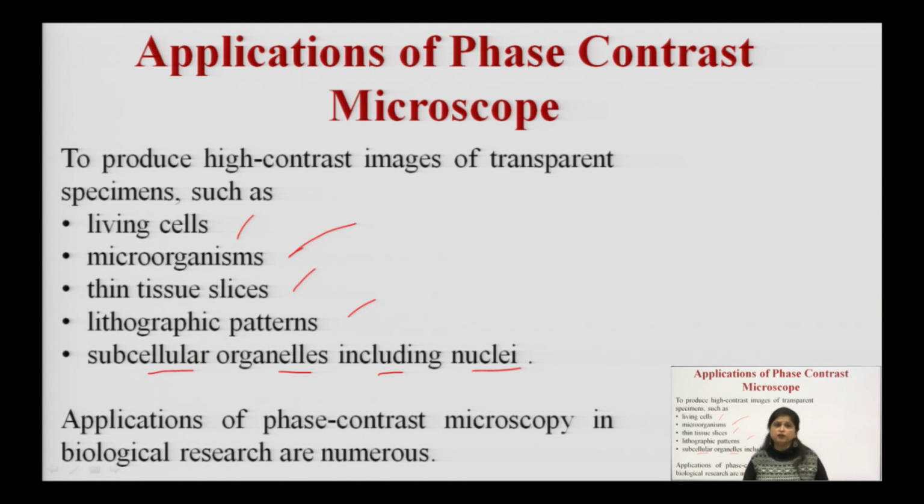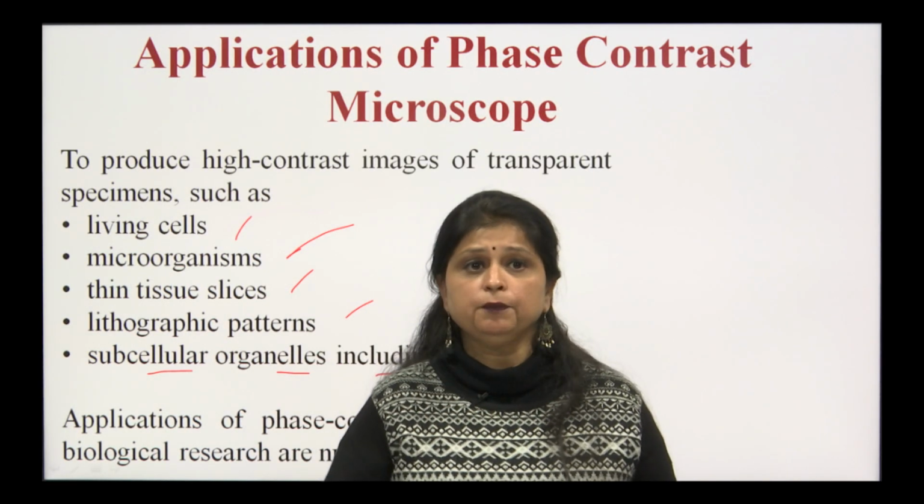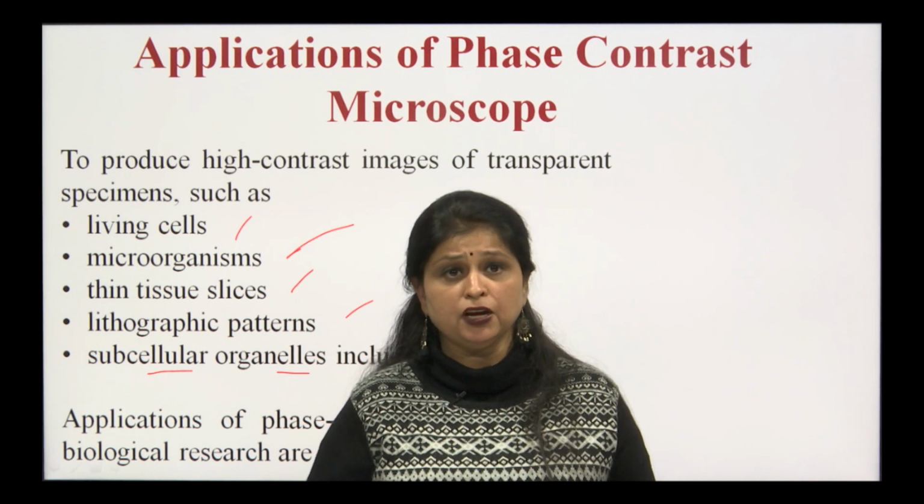And phase contrast microscopy can further be used for various biological research purposes. For numerous biological researches it allows us to do various studies, because we can even see the organelles within the cells. This is a highly efficient instrument by which we can do further biological research too.